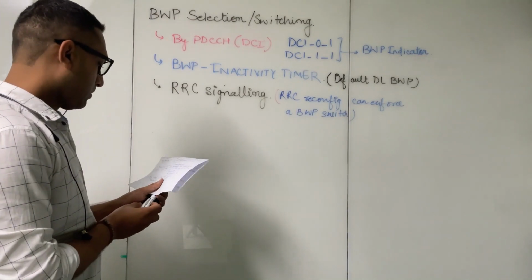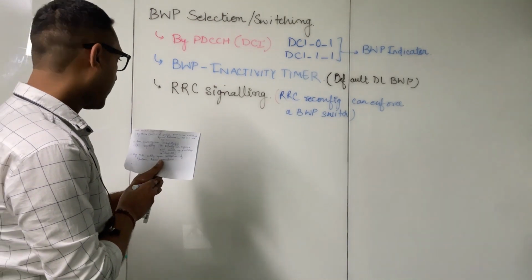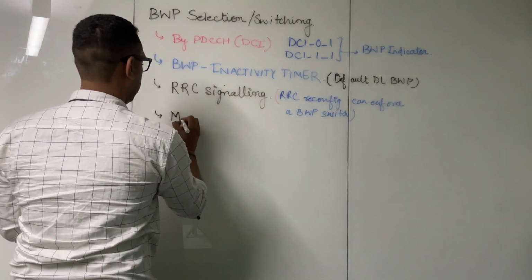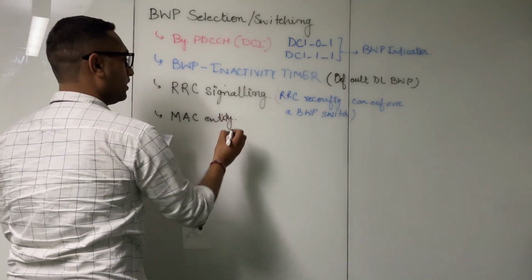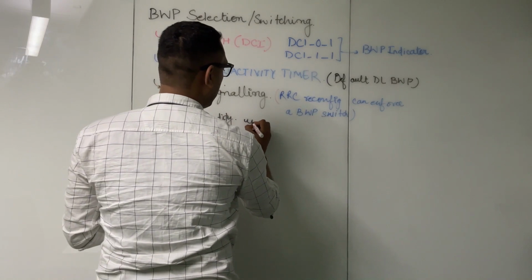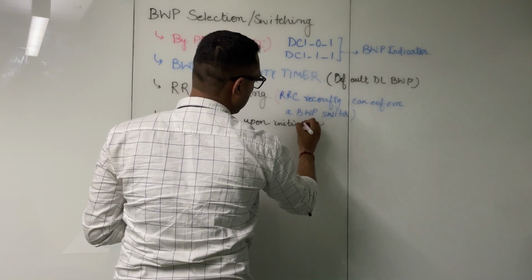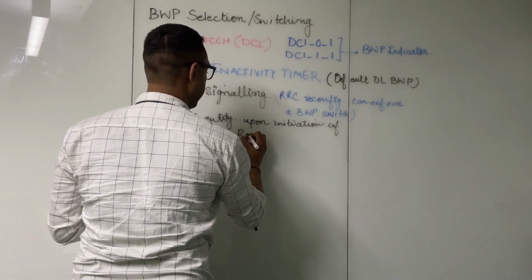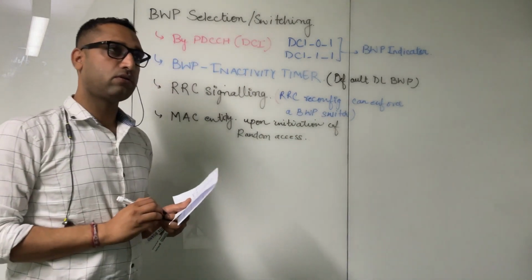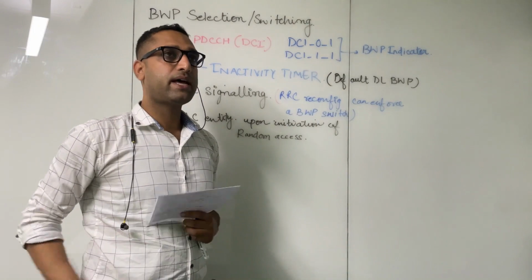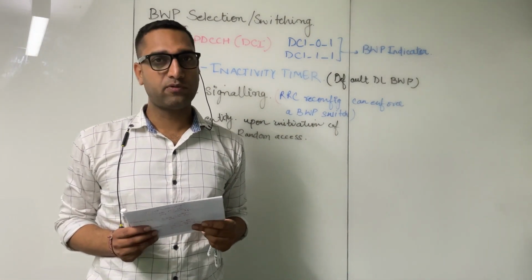And the fourth one is by the MAC entity itself. MAC entity can trigger a BWP switch upon initiation of random access. Why? I suppose you all know a little bit about it, that random access can only be done as per some configuration that is provided to a UE.